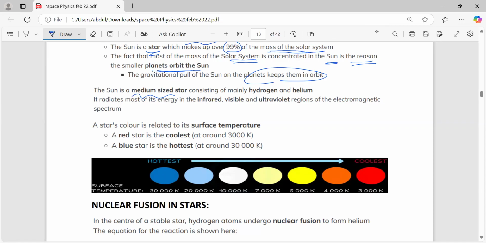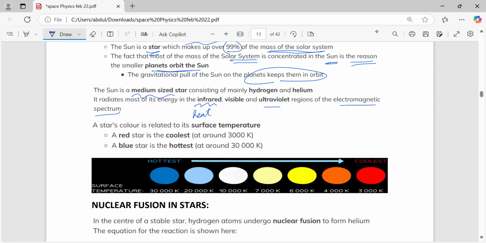The sun radiates most of its energy in the form of infrared, which you can consider as heat, visible light, which we know already, and ultraviolet regions of the electromagnetic spectrum.